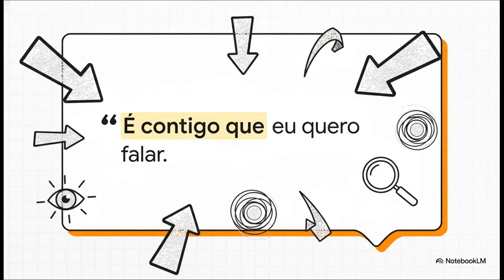And here we go again. Same idea. Eu quero falar contigo. I want to talk with you. Totally fine sentence, but é contigo que eu quero falar, that makes it crystal clear that you are the one and only person I want to speak to. It's not just anyone, it's you specifically. See that focus? Okay, let's move on to our next tool.